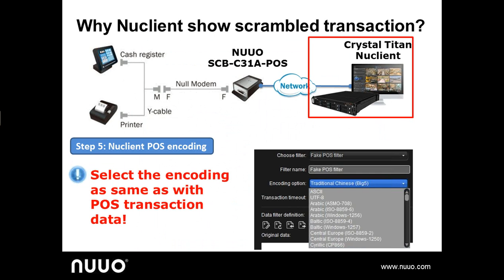anything that you type in the COM window will be displayed in the TCP/IP window as well. If the C31A works properly, the next step is to check the encoding setting in UCAI. Please ensure that the encoding setting in UCAI matches the POS transaction data. Otherwise, it may show scrambled transactions. If you have done all of the troubleshooting steps, but the issue still persists, please submit a ticket to eHelpDesk, and we will inspect this issue as soon as possible.